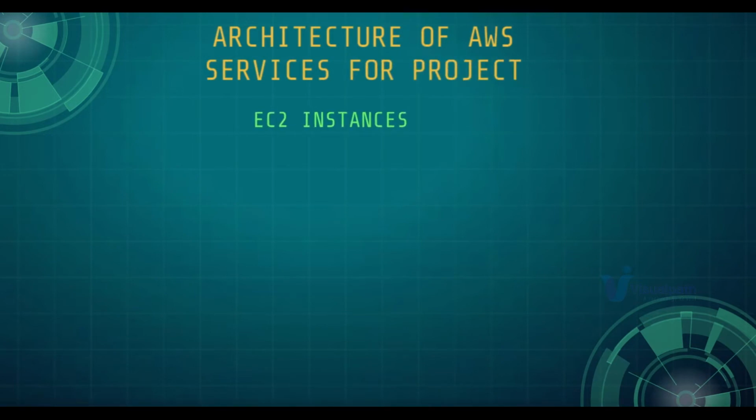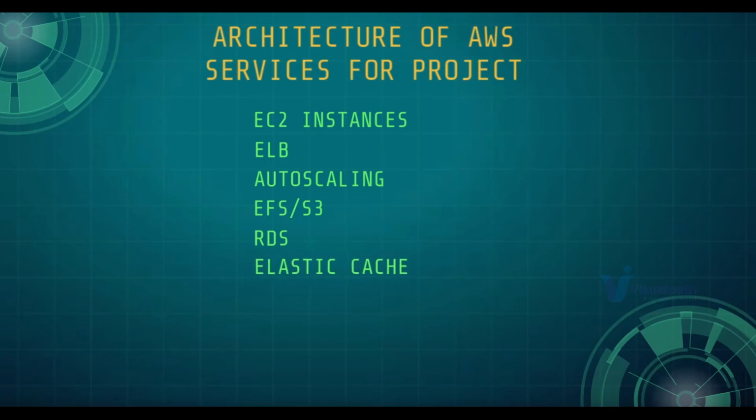Okay, time to see the architecture of our project. We'll be having EC2 instances, ELB auto scaling from Beanstalk, S3, RDS, Elastic Cache, ActiveMQ, Route 53, and CloudFront.